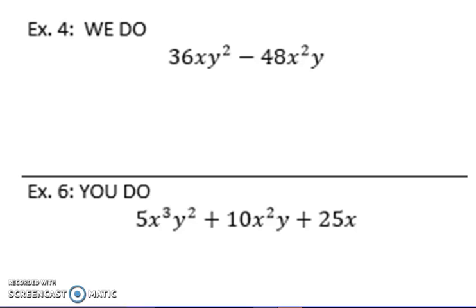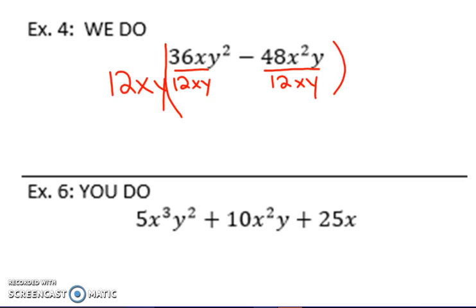So now if we look, again, 36 and 48. The more you do this, the easier it is to be able to see the GCF. In this case, I know 12 goes into both of them, so I'm going to have 12. They both have an X. The lowest power is 1, and they both have a Y, so the lowest power is 1. So now I'm going to divide each term by 12xy. My GCF stays out in front.